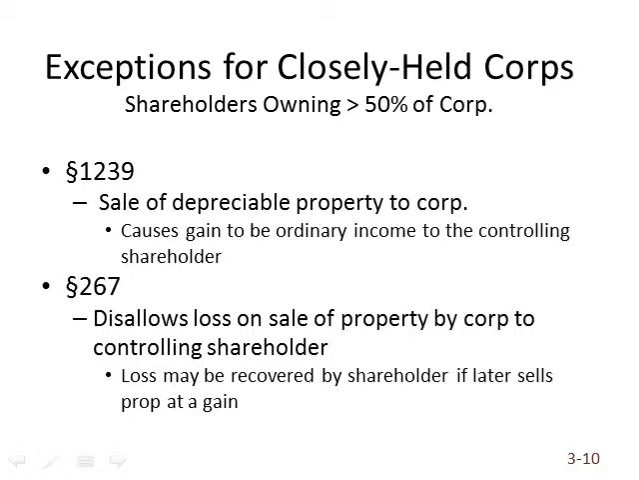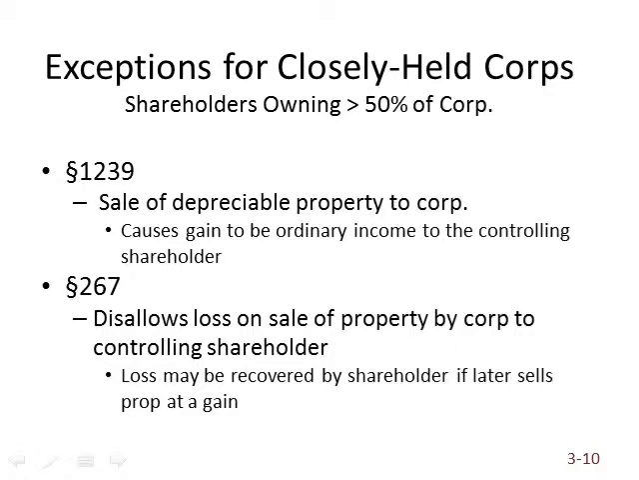Then we have section 267, which is another example, and that disallows a loss on a sale of property by a corporation to a controlling shareholder. And so section 267 denies a deduction for losses realized on a sale of property by the corporation to a controlling shareholder, or on a sale of property by the controlling shareholder to the corporation. So if the purchaser later sells the property to another party at a gain, that seller recognizes gain only to the extent it exceeds the previously disallowed losses. Should the purchaser instead sell the property at a loss, the previously disallowed loss is never recognized.